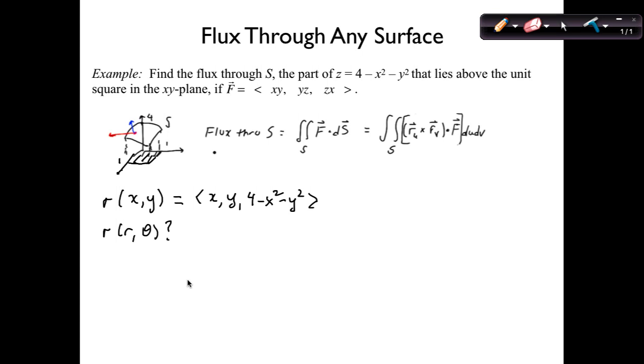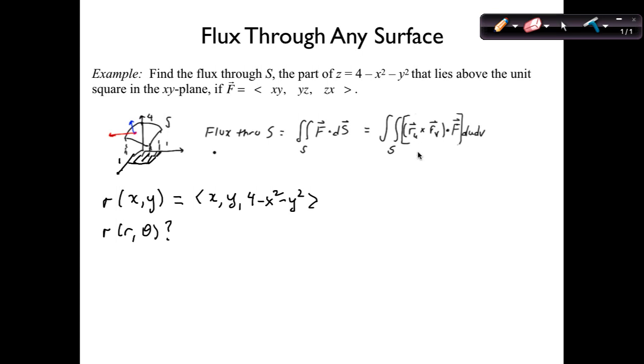Polar is better? Look at what we're integrating over. We're integrating a square, not something circular. So x and y is going to be far better, because x goes from 0 to 1 and y goes from 0 to 1. You don't want to do this in polar. Even though the surface is very fitting for polar because it's this paraboloid, we're integrating over a square with super easy limits for x and y. So we're going to go with x and y.